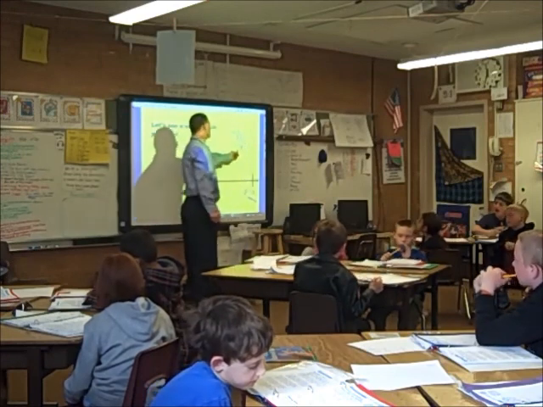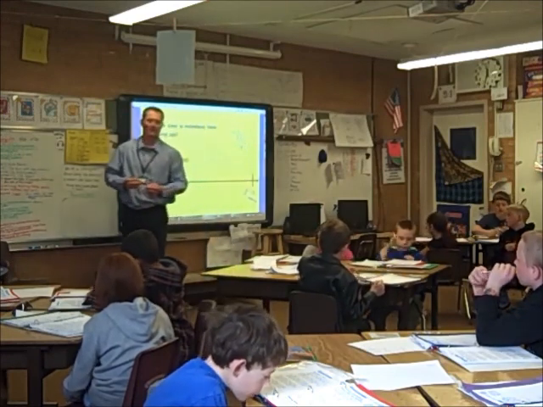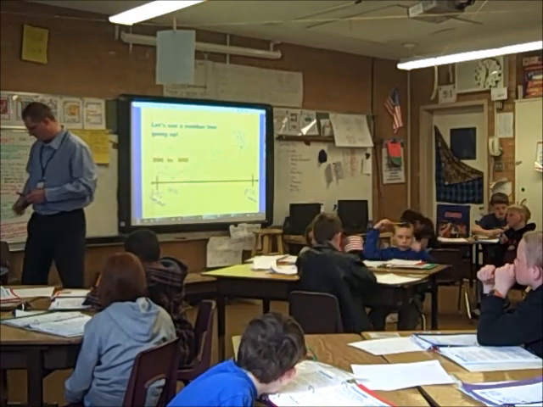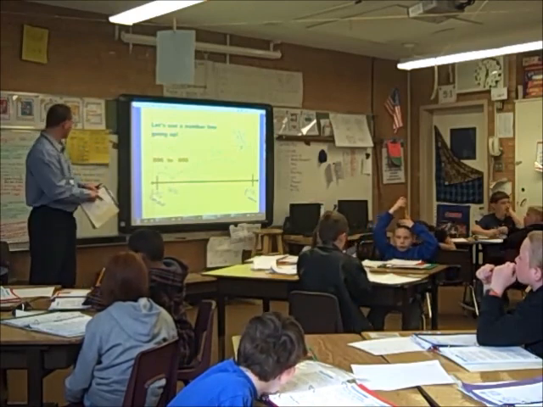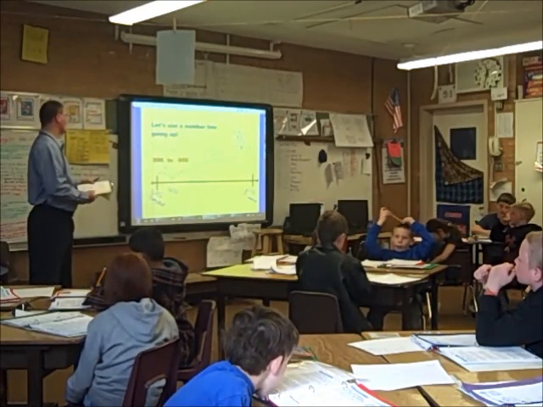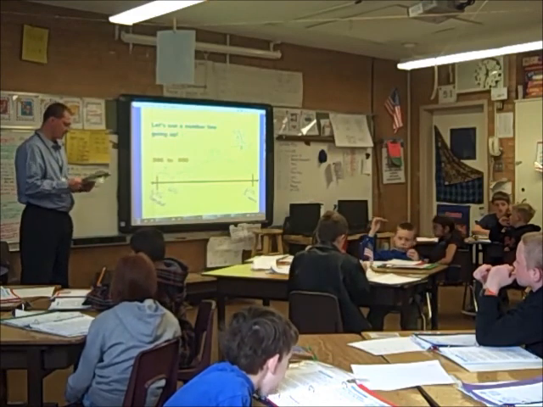Zero. Do we need to put the zero there? Okay, 54. Alright. 600 was the number we put on the line to kind of even those out.